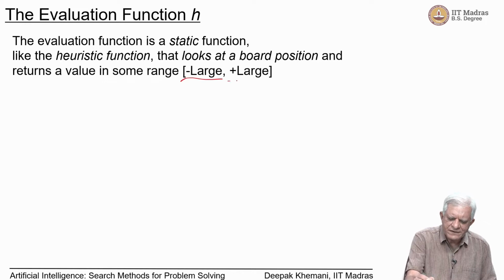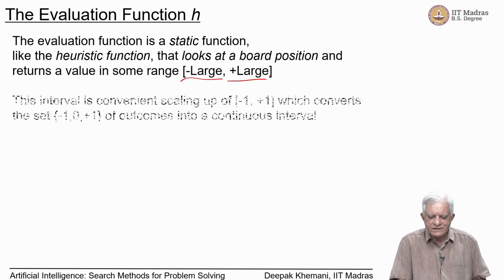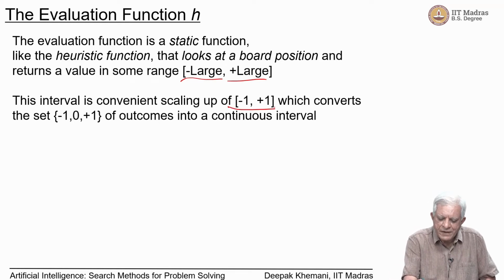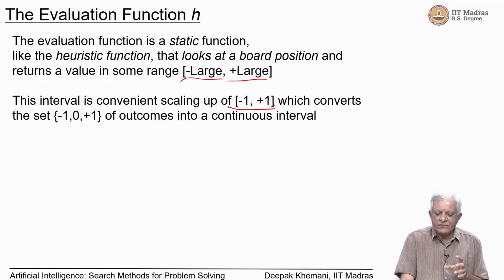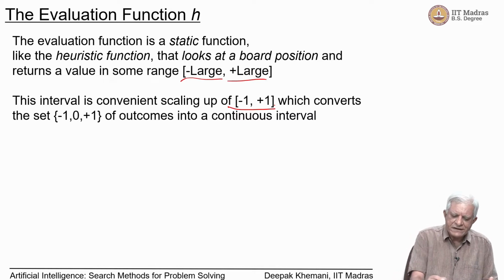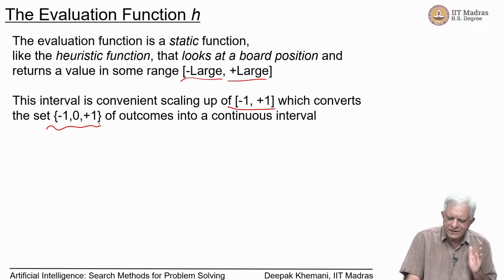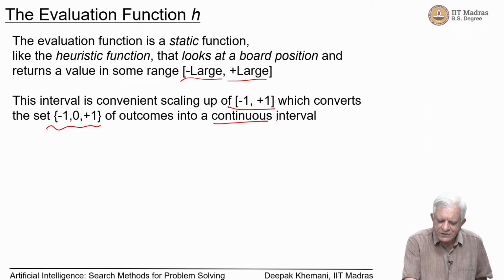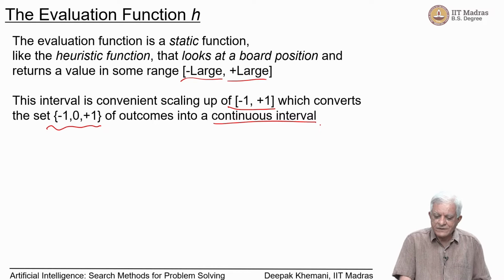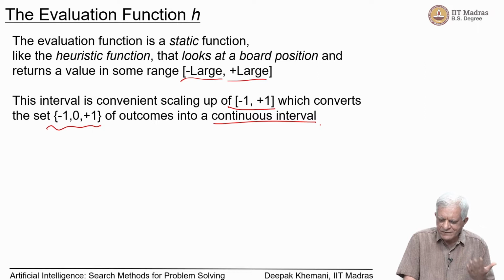So, typically it will be minus large to plus large, which we will scale down to minus 1 to plus 1 essentially. So, what we are doing now is that we had 3 labels which were the outcome of the game, a loss or a draw or a win for max, minus 1 or 0 or plus 1. We have converted this set of 3 outcomes into a continuous interval which ranges from minus 1 to plus 1 essentially. And if your board position is good, we will give it some positive value, if it is bad, we will give it some negative value.